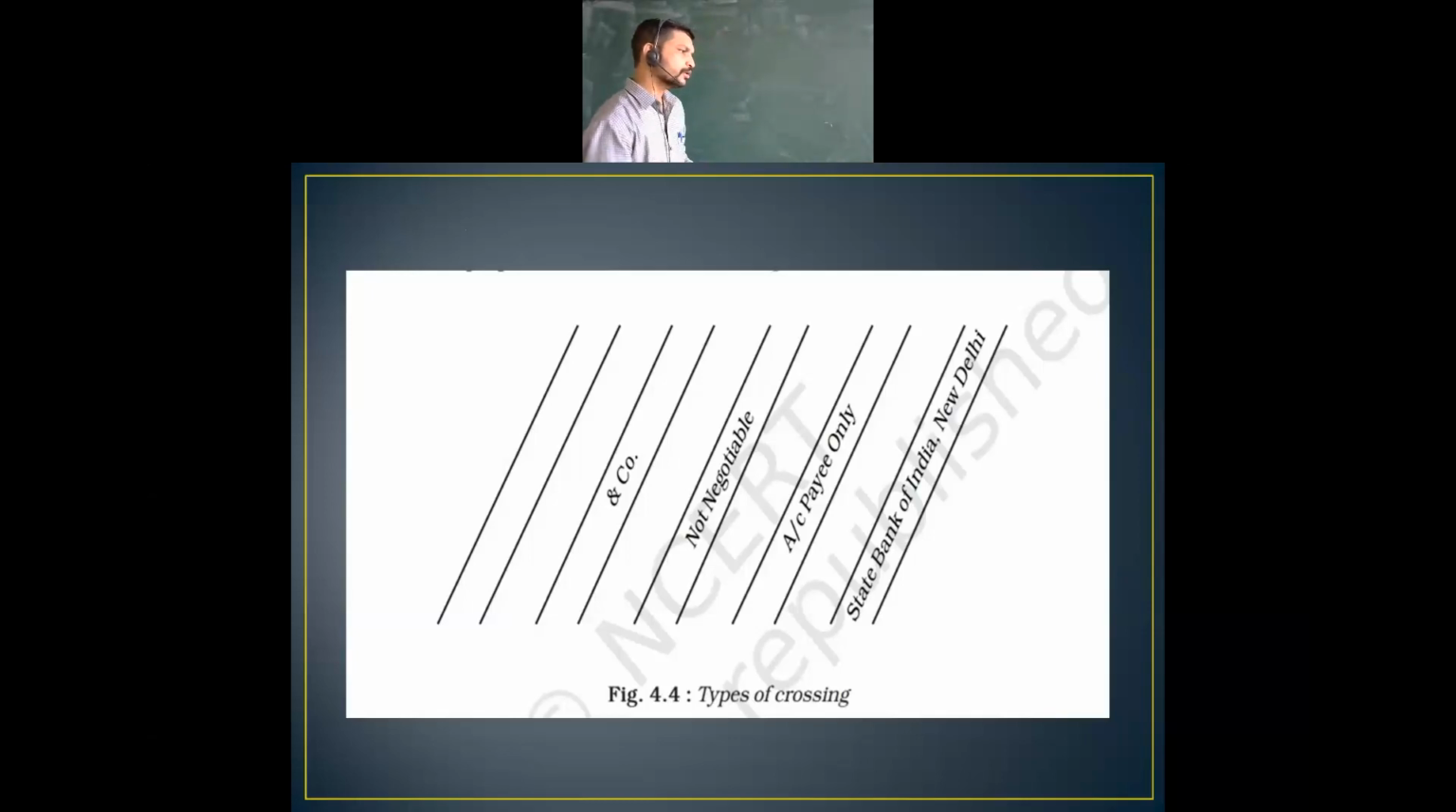So the next one is not negotiable. Not negotiable means we can discuss this concept here. It is a very different one. Not negotiable means it cannot be transferred, no conditions for it. I will tell you the concept. In this, when the words not negotiable are written in the two parallel lines transversing the face of the check, in the case of general crossing, or in the case of special crossing with the name of the bank.